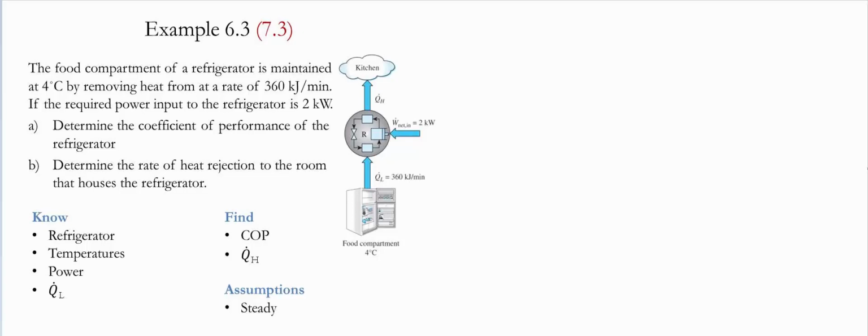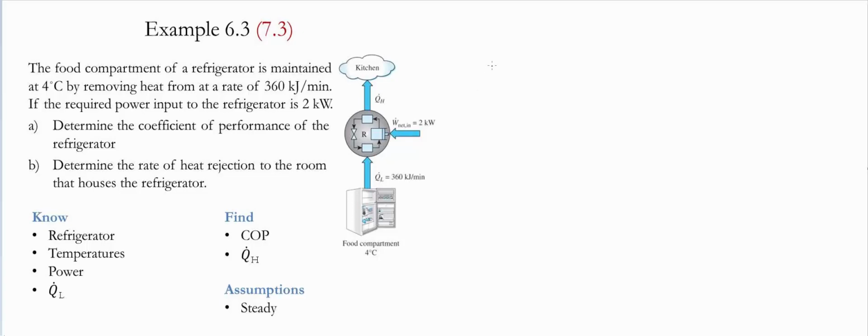The food compartment of a refrigerator is maintained at 4 Celsius by removing heat at a rate of 360 kilojoules per minute. If the required power input to the refrigerator is 2 kilowatts, we need to determine the coefficient of performance of the refrigerator as well as the rate of heat rejection to the room that houses the refrigerator.